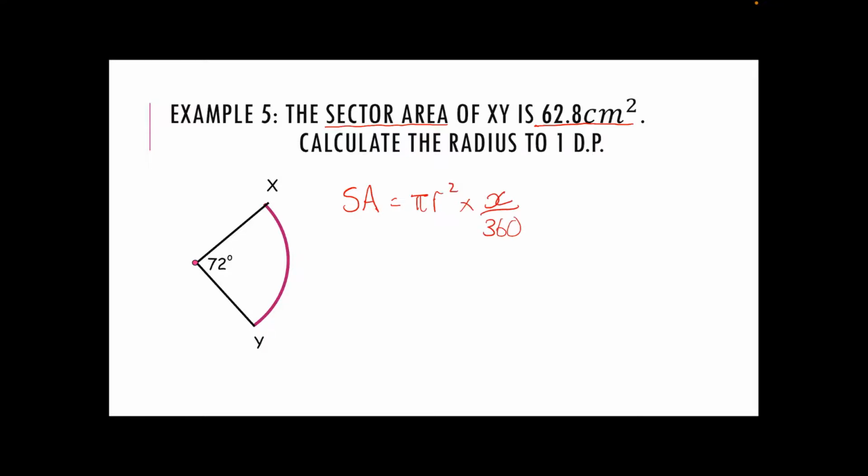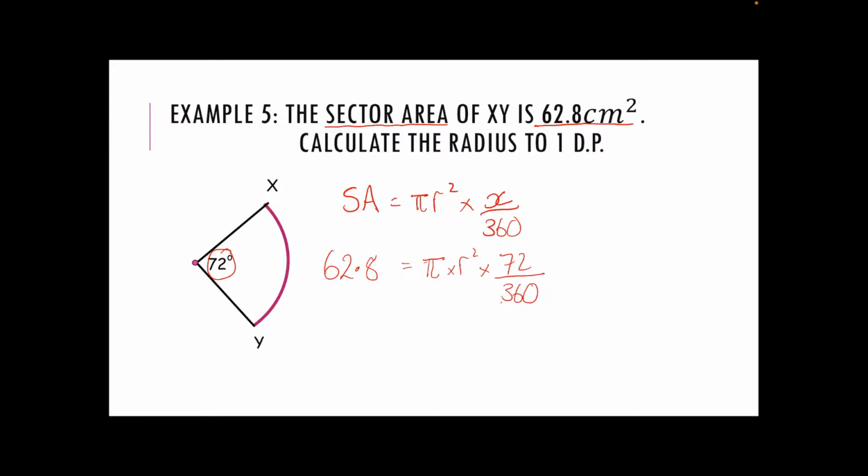And I'm going to sub in the things that I do know. So we do know the sector area. We do know what pi is, so I'm just going to leave pi as it is. We don't know the radius, so we're just going to leave that as r squared. And then our angle was 72 over 360.